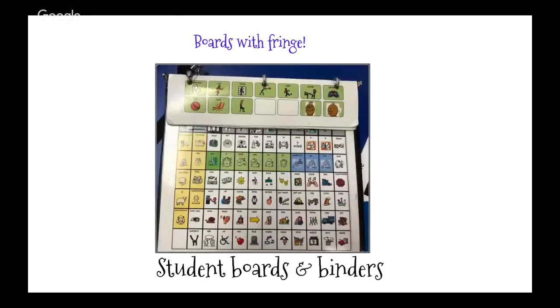One of my favorite things to do is to add some fringe to those. Here you'll see the back of a binder, and we have our 84 core board, and on top are some flip pages. We just have those in with the binder tops that you can flip to get that specific core vocabulary. So you can say something more like, I want ball. I feel hurt. We're getting some more of those things that are more fringy in nature.